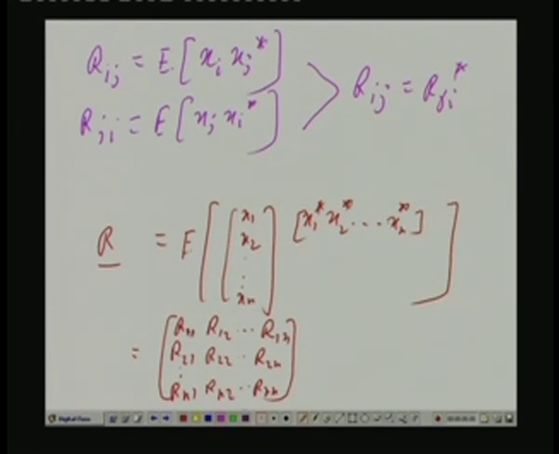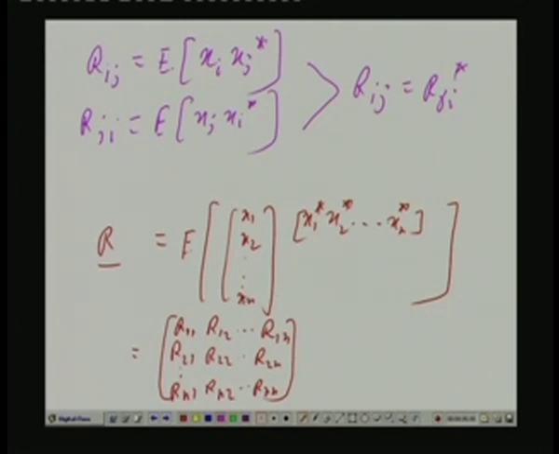This also shows that R11, R22 up to Rnn are all real numbers. Obviously, because R11 and R11 star are the same, a number and its conjugate are the same, that means the number has to be real. You can see it here also. What is Rii? That is E of xi xi star, which is E of mod xi square, and mod of xi is always real valued. So, you can see that the diagonal elements are all real and in fact non-negative, and the non-diagonal elements satisfy this conjugate symmetry relation.